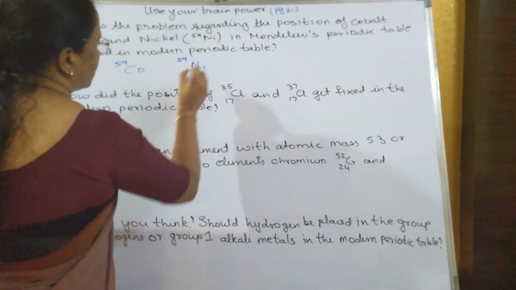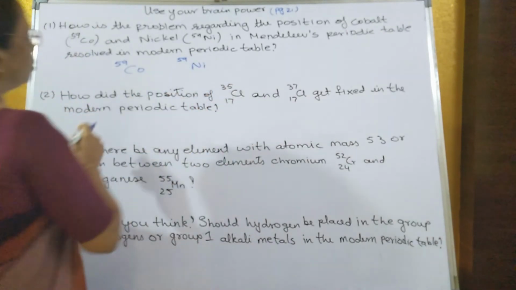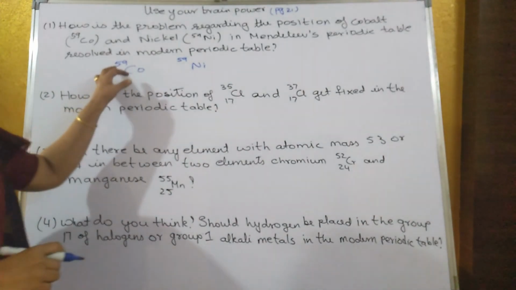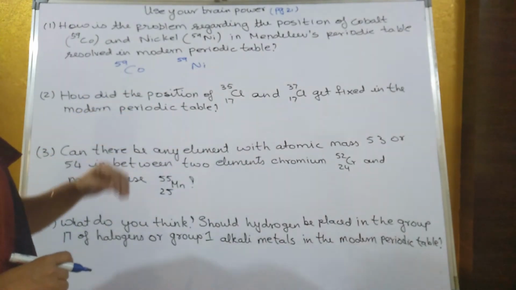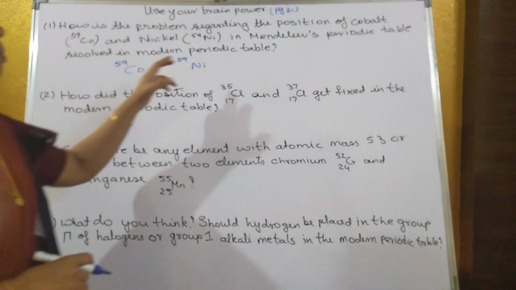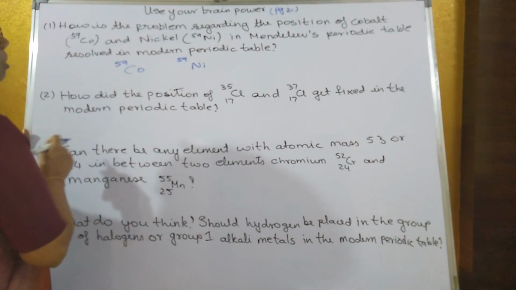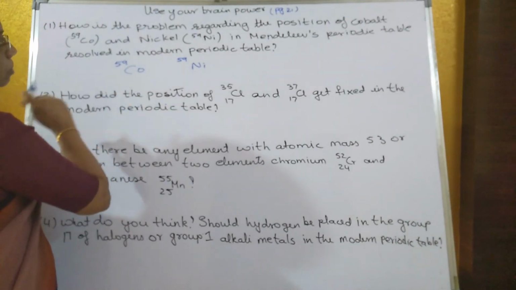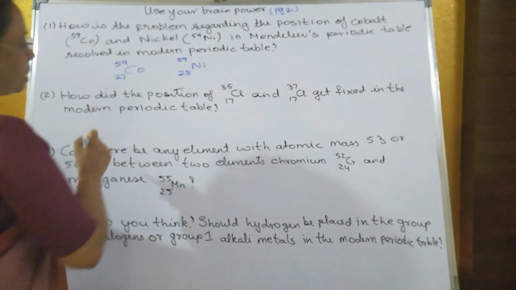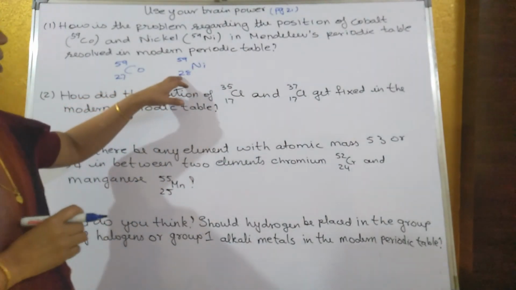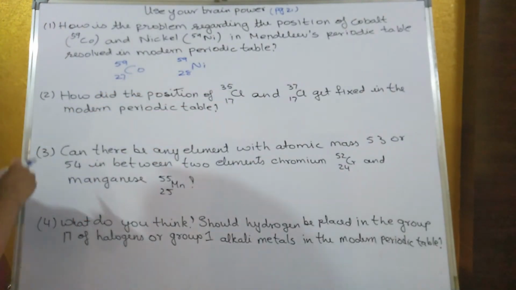Now the Mendeleev's periodic table was based on what? Atomic mass. So there was a confusion how to place cobalt and nickel, because both were having the same atomic mass. So whether to place cobalt before nickel or nickel before cobalt. So this problem was solved in the modern periodic table. Why? Because in the modern periodic table the elements are arranged according to their atomic number. So the atomic number of cobalt is how much? 27, and that of nickel is how much? 28. So 27 is smaller than 28. So which element will come before? Cobalt will come before nickel. So that problem was solved.